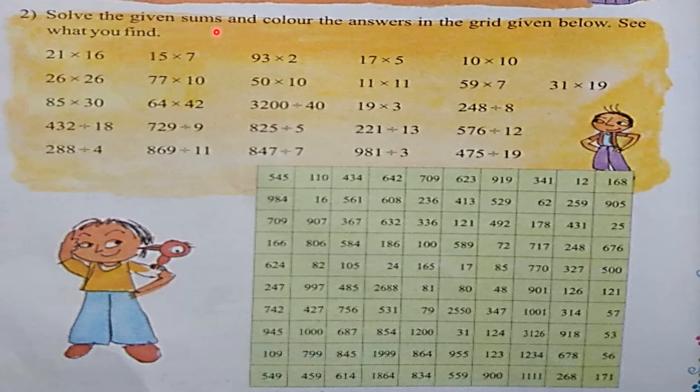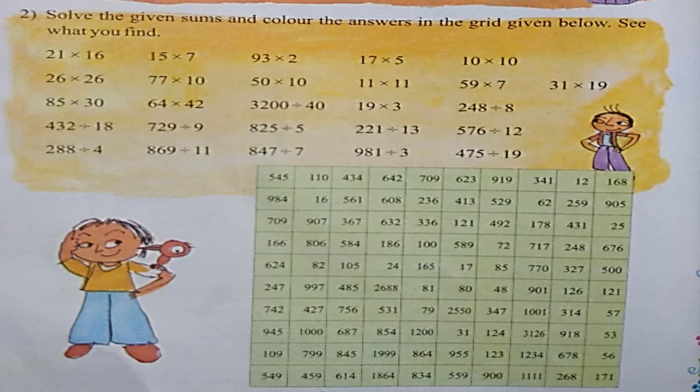Next is solve the given sums and color the answers in the grid given below. See what you find. You have to solve all the sums in the notebook, but no need to draw this table in the notebook. Whatever the answer comes, you have to color it here in the textbook. You have to solve all the sums in the notebook first.